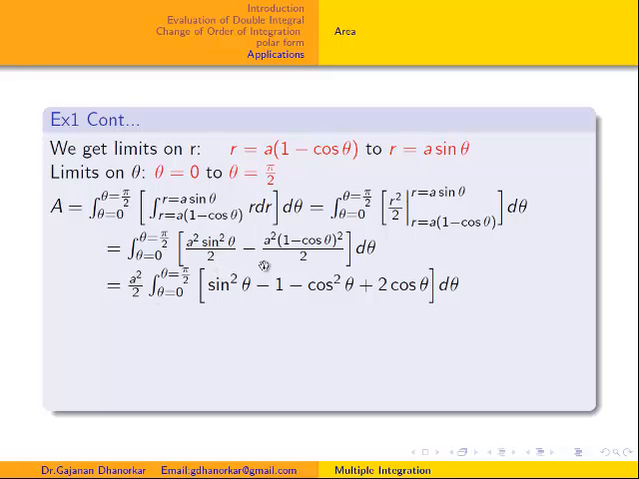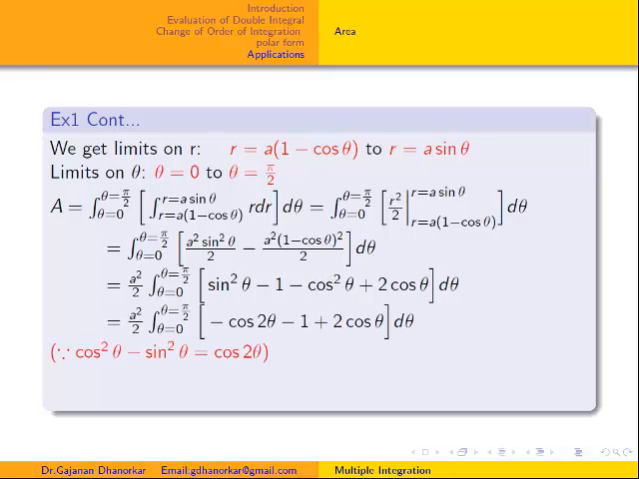Now this is sin square theta, and 1 minus cos theta whole square is 1 minus 2 cos theta plus cos square theta. But this is minus in sign, therefore I multiply it with the bracket. We get minus 1 minus cos square theta plus 2 cos theta. Now this is sin square theta minus cos square theta. We know the formula.